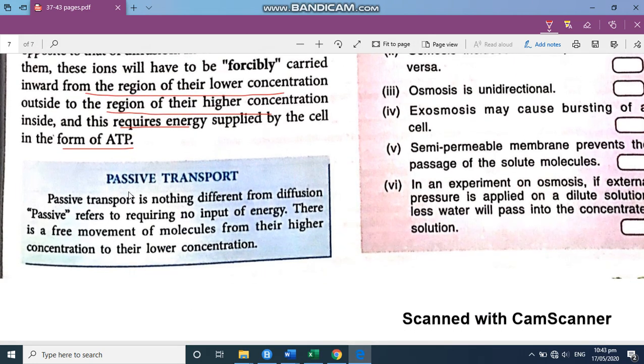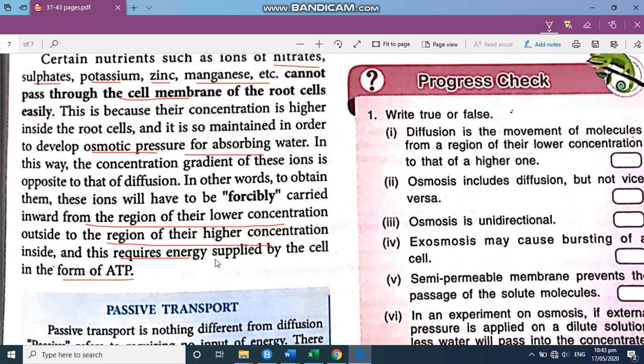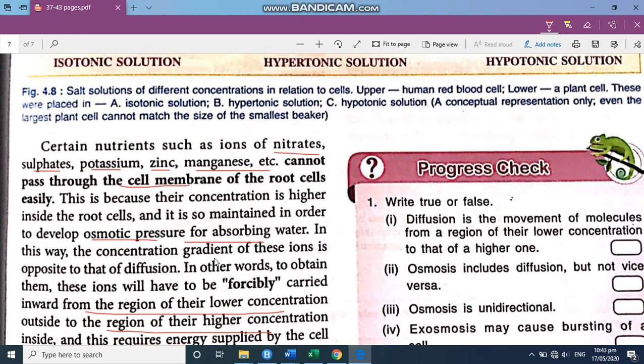Passive transport, where we don't require ATP, refers to requiring no input of energy, free movement of molecules from their higher concentration to their lower concentration. So the difference between passive and active transport is that active transport requires ATP and passive does not require ATP.